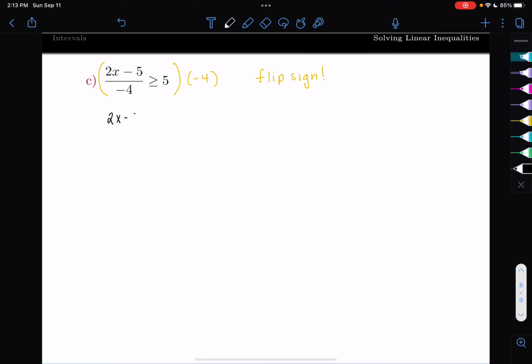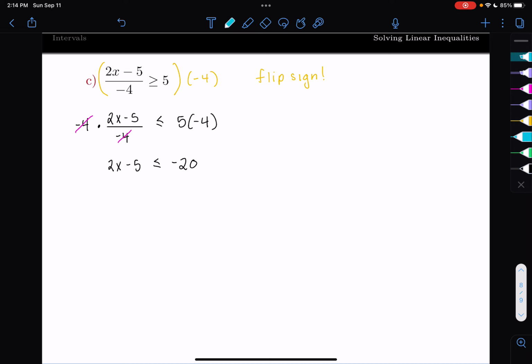So we're taking 2x minus 5 over negative 4. We're multiplying it by negative 4. And then over here, we've got 5 times negative 4. So I have to remember that this is now going to change. So ultimately, this negative 4 cancels in the denominator. We're left with 2x minus 5. Our sign has flipped. And on the right-hand side, we have 5 times negative 4, which is negative 20.